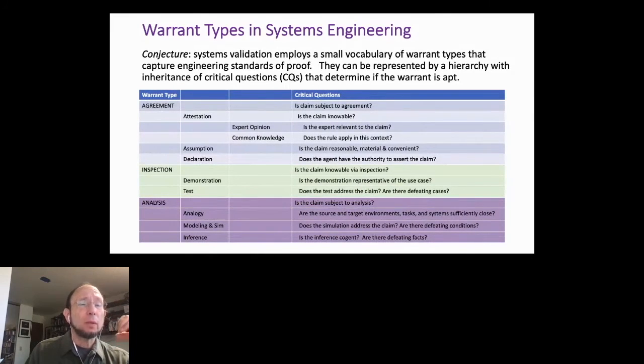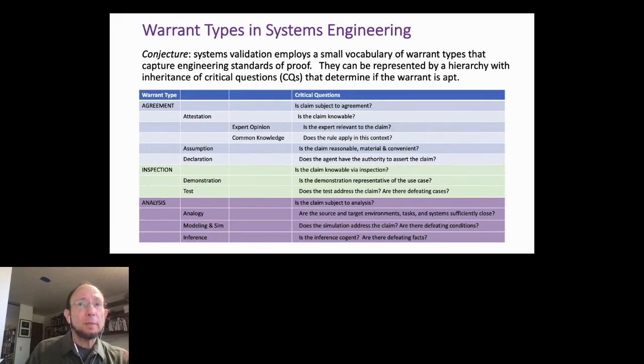But at the very top level, warrants come as agreement, forms of agreement, forms of inspection, forms of analysis. The last one will be forms of construction. But agreement, I can ask, is the claim subject to agreement? So we cannot, the value of pi is not subject to agreement despite, I believe it was the Illinois pi law, or was it the Indiana pi law, but back in the late 1800s.